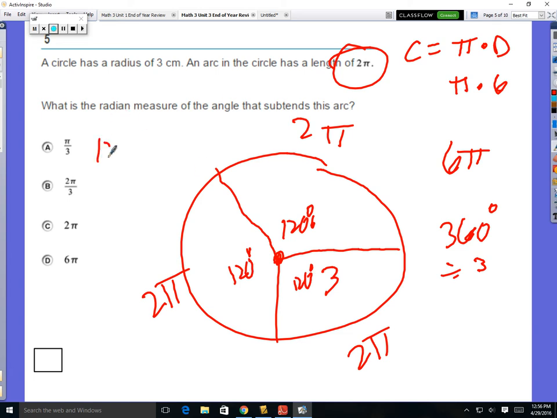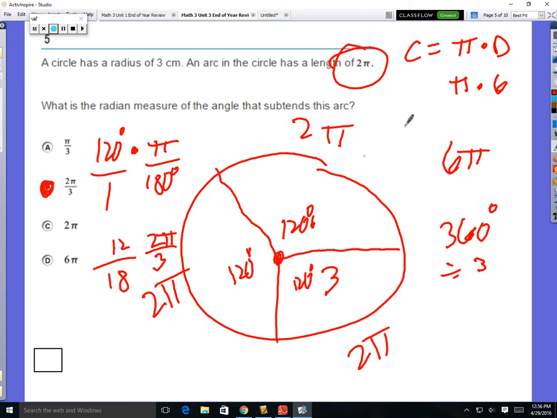So let's change 120 degrees to radians, times it by pi over 180. Okay, 120 and 180. That is going to divide them both by 10, so that will be 12 over 18, and divide those both by 6, and that's going to be 2 over 3. So it's 2 pi over 3, which is B.